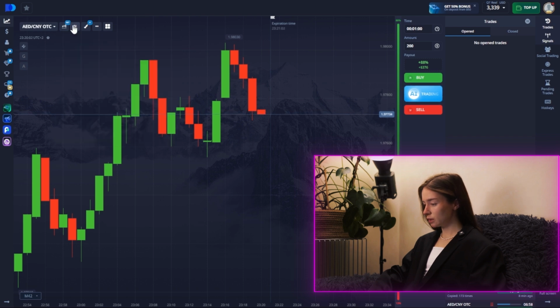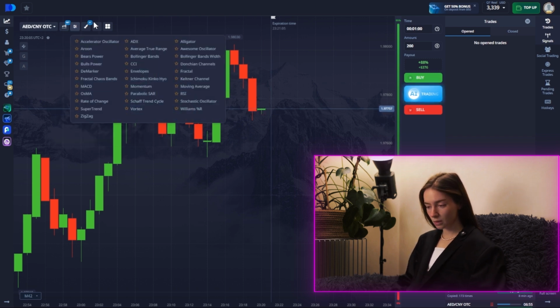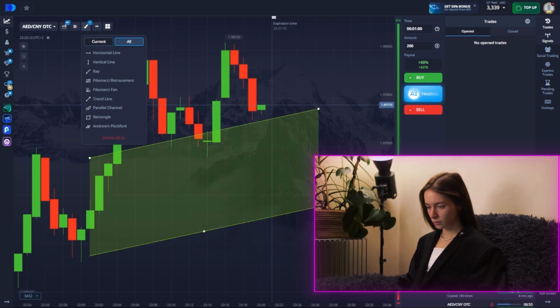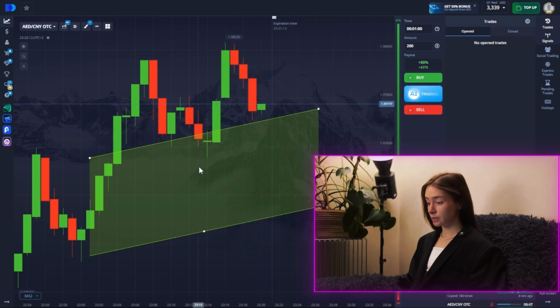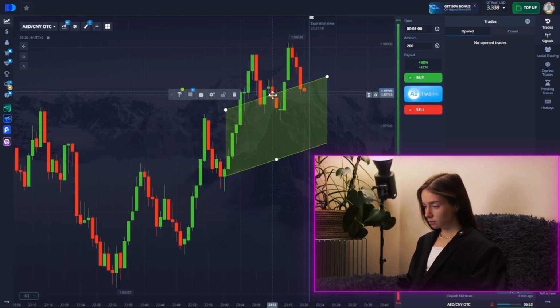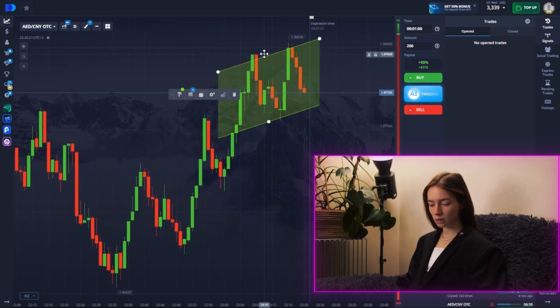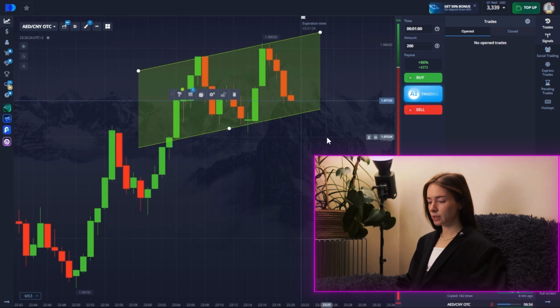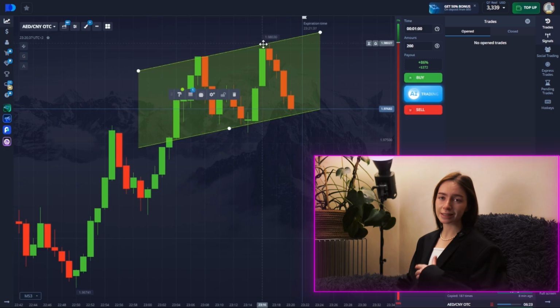Here we have the 1 minute time frame set, and we draw parallel channels, taking a certain price segment and marking it like this. Within this segment we trade. In simple terms, a parallel channel is a range in which the price moves either upwards or downwards. The lower boundary is support and the upper boundary is resistance. We trade between these boundaries.